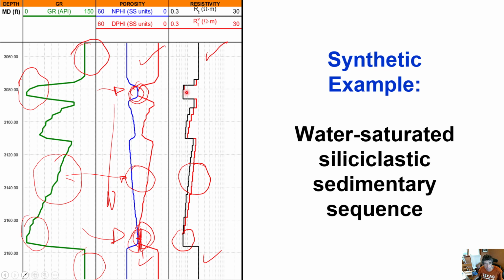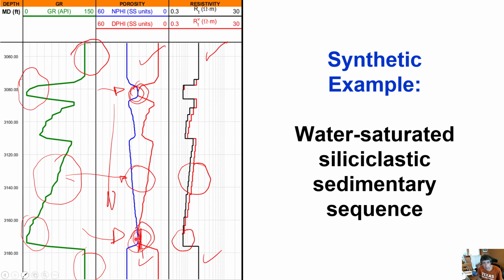Now in this example, the water is a brine, a salty formation water, and the resistivity of the water saturated sandstones is lower than the resistivity of the shales. We are below the shale baseline, which is consistent with the fact that we have good porosity in the sandstones and we also have a salty brine.